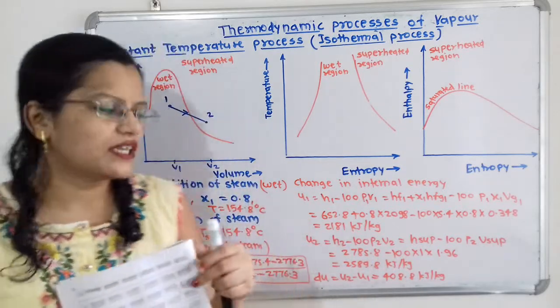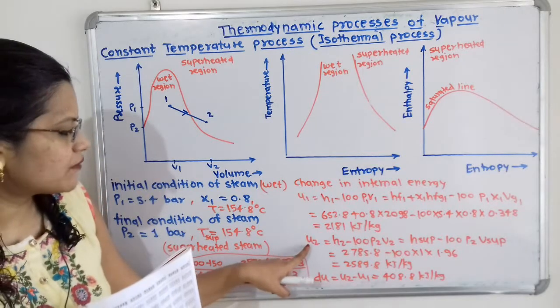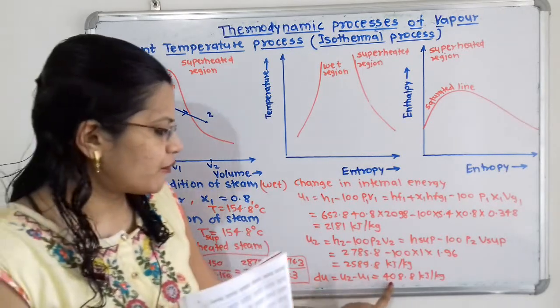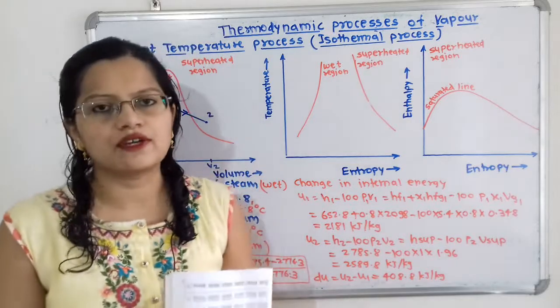Now what is the change in internal energy, that is dU, which is equal to U2 minus U1, and which is equal to 408.8 kilojoule per kilogram.